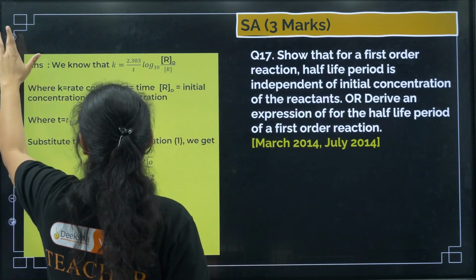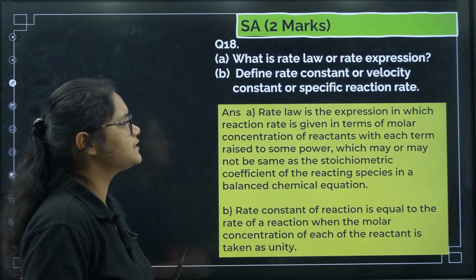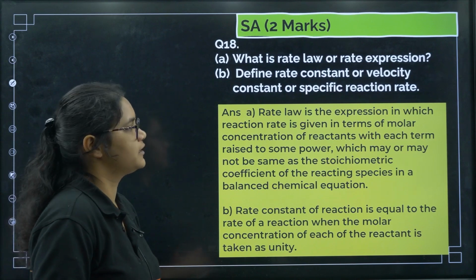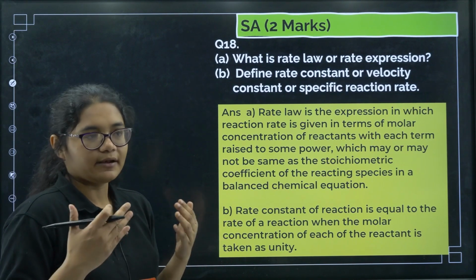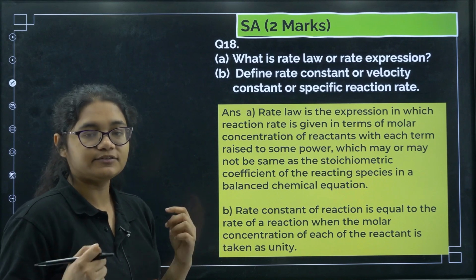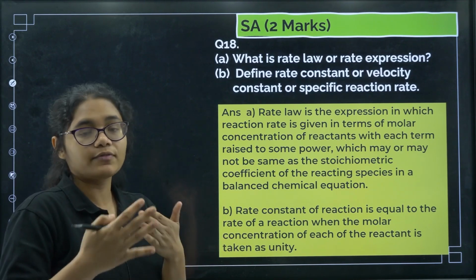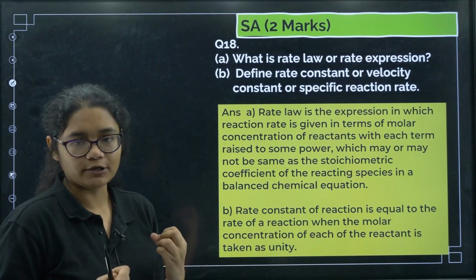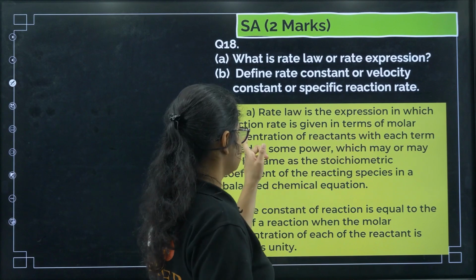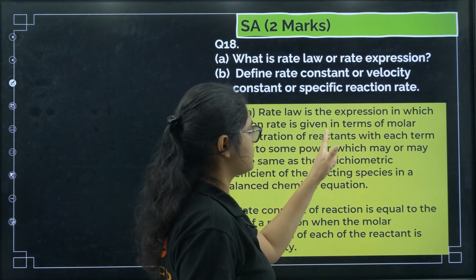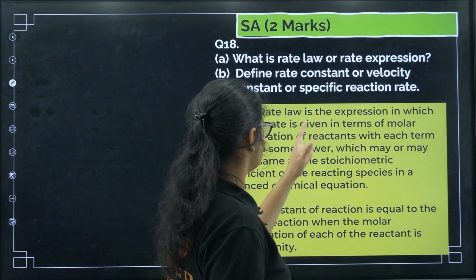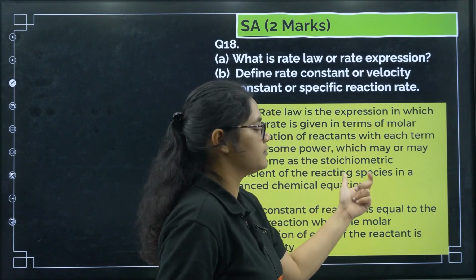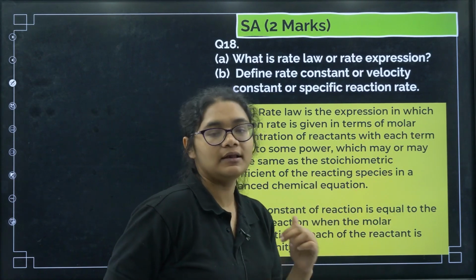Next, what is the rate law or rate expression, and define the rate constant or velocity constant or specific reaction rate. Rate law is any expression which tells you the dependency of the rate on the concentration of the reactants, each raised to some power. So rate law is the expression in which the reaction rate is given in terms of the molar concentration of the reactants, with each term raised to some power which may or may not be the same as the stoichiometric coefficient of the reacting species in a balanced chemical equation.